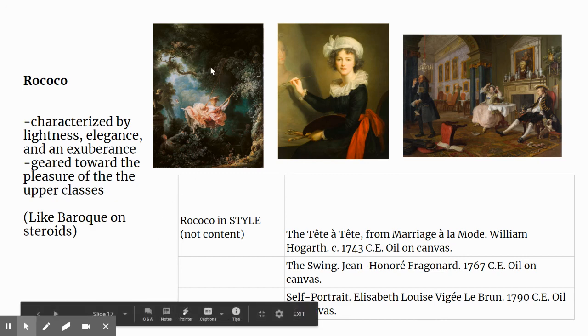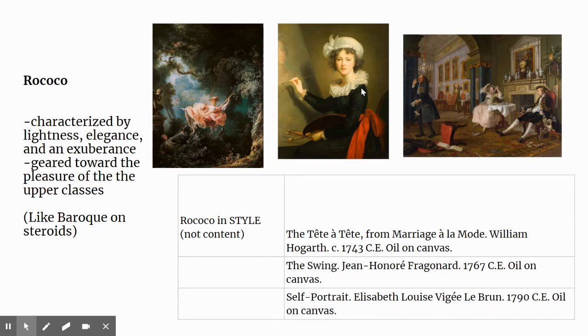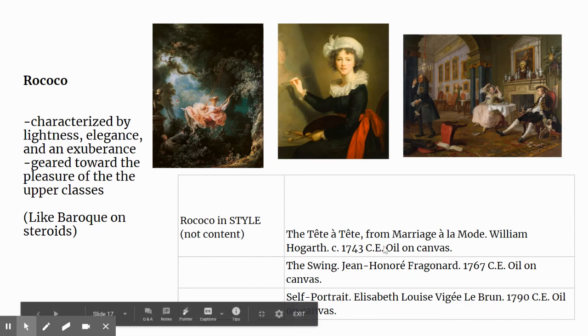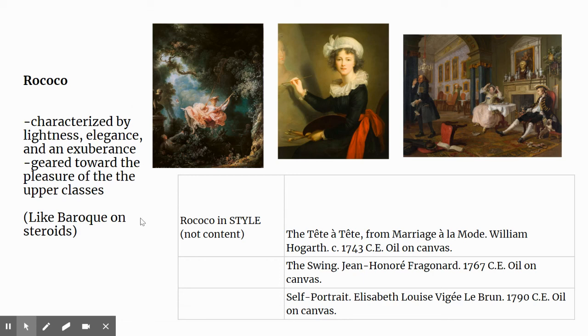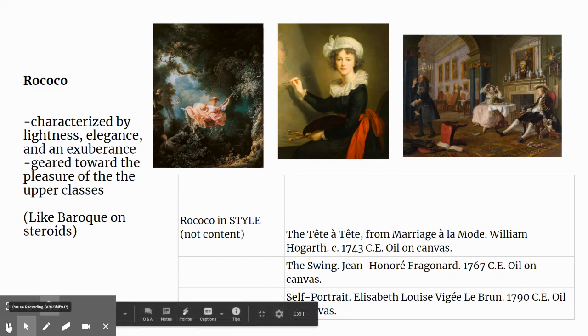We'll look at the swing. We'll look at Elizabeth Lebrun's self-portrait as well. But these are the three pieces that are Rococo in style. But again, when you think Rococo, think Baroque on steroids. All right. That was very quick. Again, the presentation itself is here. You need to go through the presentation yourself and take better notes. Thank you.